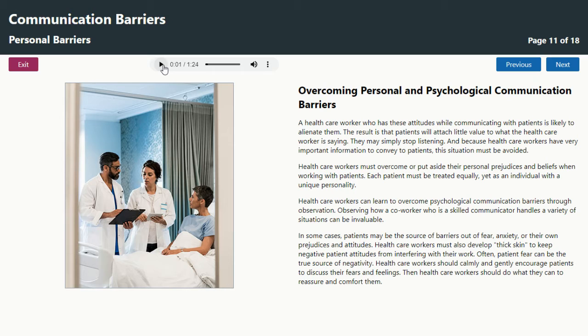Healthcare workers can learn to overcome psychological communication barriers through observation. Observing how a coworker who is a skilled communicator handles a variety of situations can be invaluable. In some cases, patients may be the source of barriers out of fear, anxiety, or their own prejudices and attitudes. Healthcare workers must develop thick skin to keep negative patient attitudes from interfering with their work. Often, patient fear can be the true source of negativity. Healthcare workers should calmly and gently encourage patients to discuss their fears and feelings. Then, healthcare workers should do what they can to reassure and comfort them.